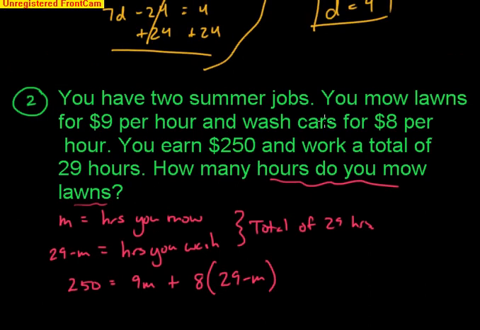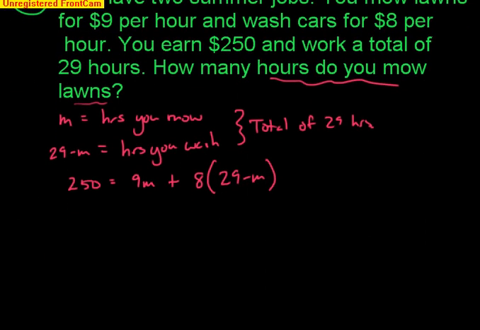So now we have to simplify this, okay? So to simplify, we are going to distribute the 8 first. So we have 250 equals 9m. 8 times 29 is 232. Trust the calculator. 8 times negative m is negative 8m. Now, we want to simplify. I see like terms here.